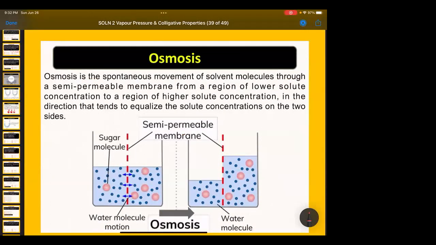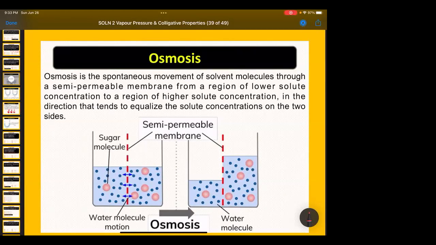Separating molecules through a semi-permeable membrane, sir. If molecules move from a higher concentration to a lower concentration, then yeah, good. So let me be a little bit more precise, more exact. It is a movement of solvent molecules from lower solute concentration to higher solute concentration.